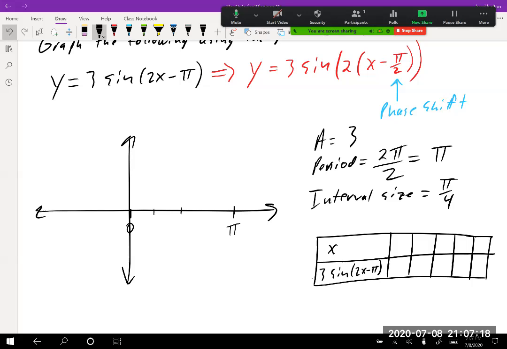However, we're going to try to use the phase shift to do this. So what I'm going to say is that if this was where I would normally start and this is where I would normally end, I have a phase shift now.